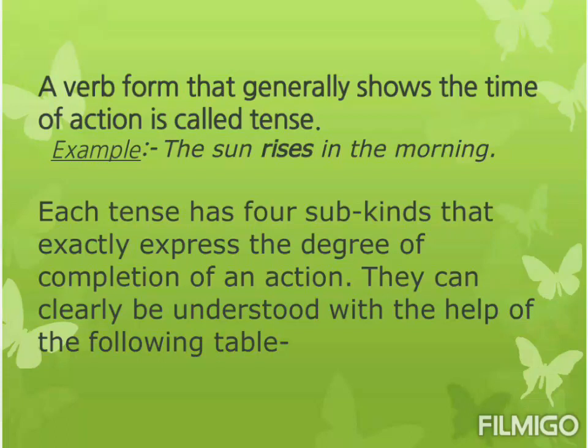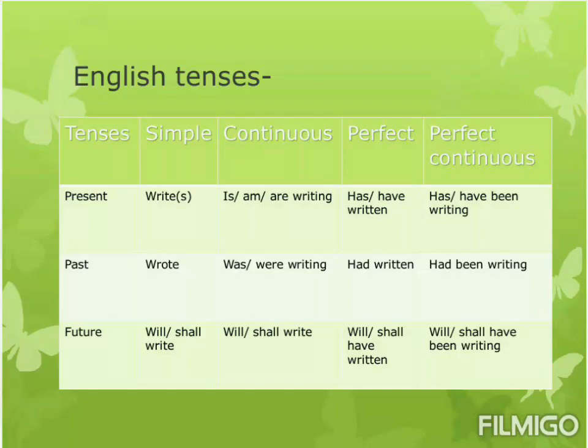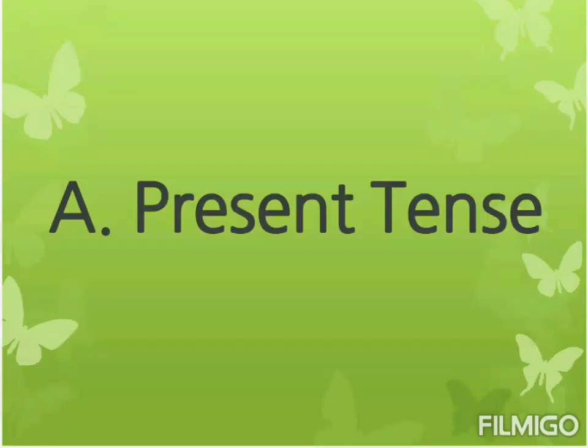Each tense has four subkinds or aspects that exactly express the degree of completion of an action. They can clearly be understood with the help of a table. Here we can see that each tense is divided into four subcategories. These are simple or indefinite tense, continuous or progressive tense, perfect and perfect continuous tense. So let us first study simple present tense.